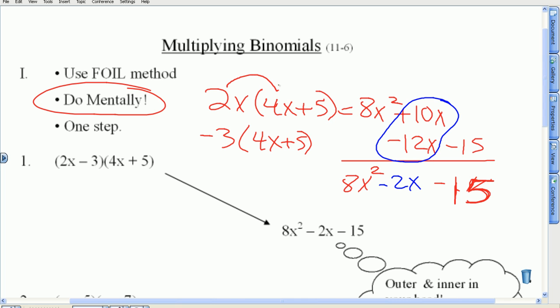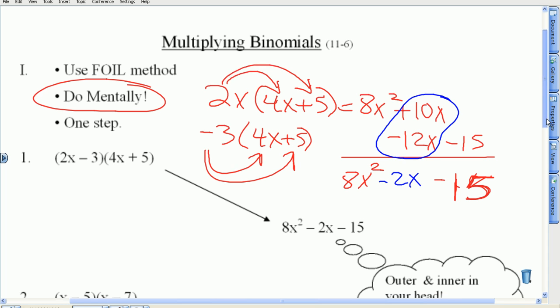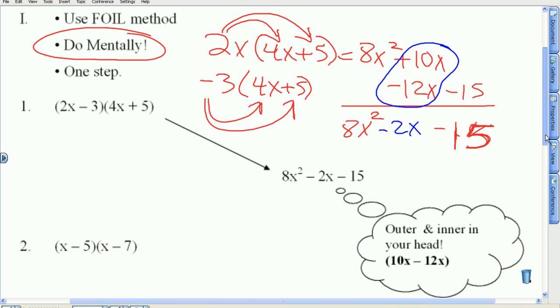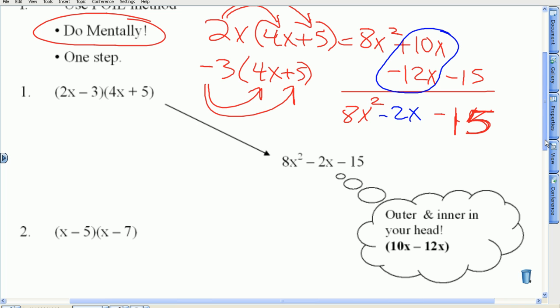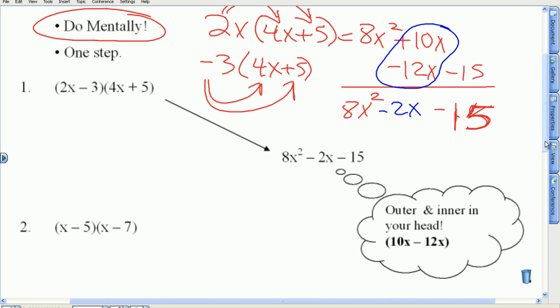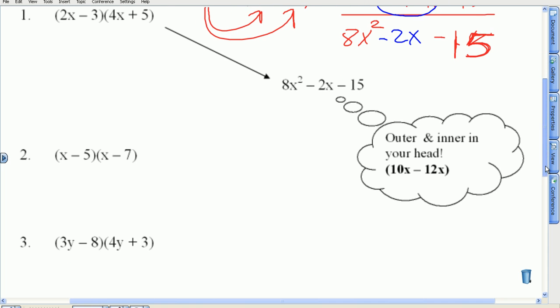Okay, going back, here's what we did. 2x times 4x gave us the 8x squared. 2x times 5 gave us the 10x. Negative 3 times 4x gave us the negative 12x, and negative 3 times 5 gave us the negative 15. If you use FOIL, if you use double distributive property, if you use the box method, you're going to get the exact same 4 terms. You're going to get the same 10x and negative 12x that you'll have to combine to get your final answer.